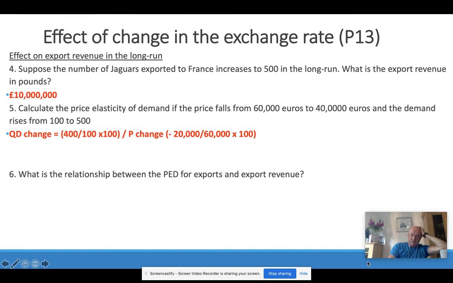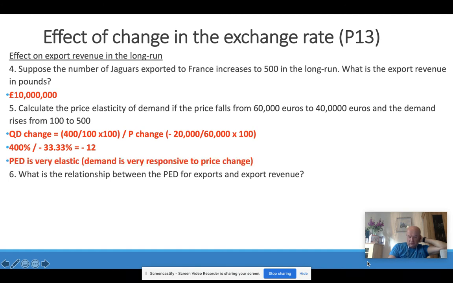In this instance, we would have a quantity demanded change of 400 divided by the original 100 times by 100, and then the price change is, in this instance, minus 20,000, so falling 20,000 against the original 60,000 times by 100. So we've got a 400% change in the quantity demanded, but a price change of 33% in terms of the overall percentage change. So in this instance, demand is very responsive to price change.